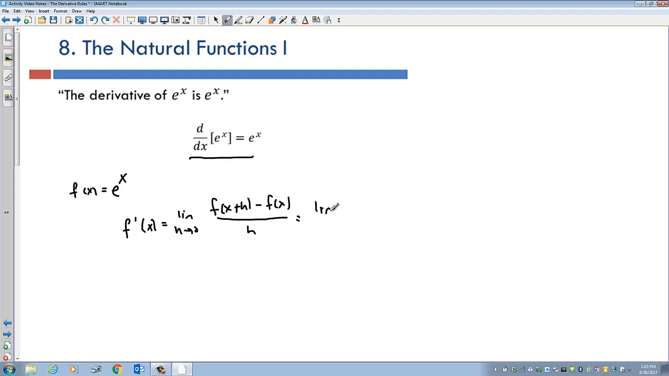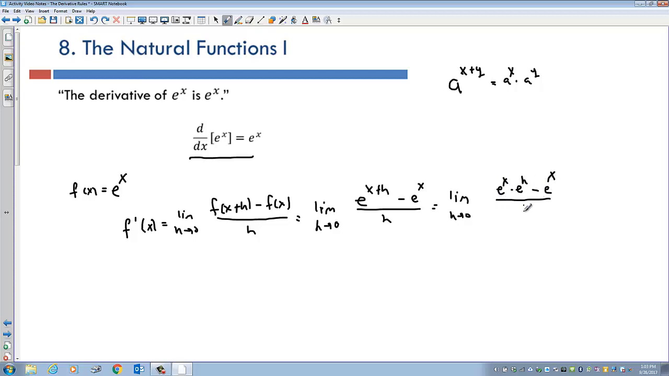So this is the limit as h goes to 0, and f of x plus h is e to the x plus h, minus e to the x, all over h. Here we can use a property of exponents: if you have a to the x plus y, it's the same as a to the x times a to the y. So we use that property, and the limit as h goes to 0 is e to the x times e to the h, minus e to the x. The reason we did that is now I can factor out what they have in common. So this is the limit as h goes to 0 of e to the x times e to the h minus 1, all over h.